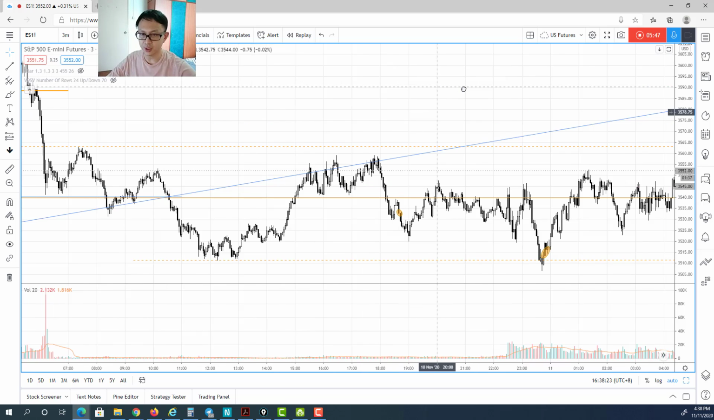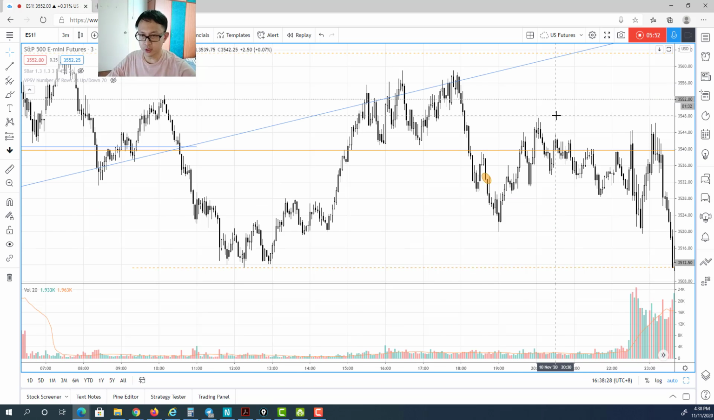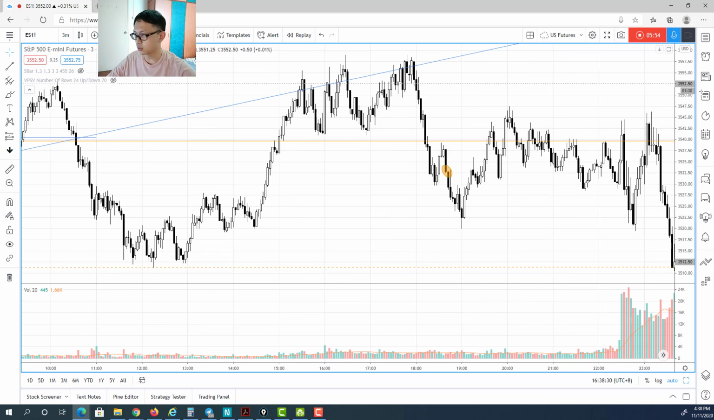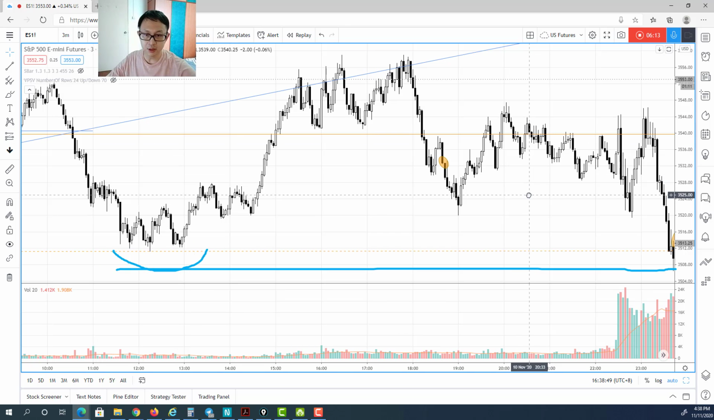You can just rely on the support level form, because whenever the price is approaching support, there are only two things that can happen. So here is the support formed during the US session, from the swing low and also the Globex period low. So two things can happen. One is a breakout and the other is a false breakout. So which way should you bet on? I mean, the answer is very simple.